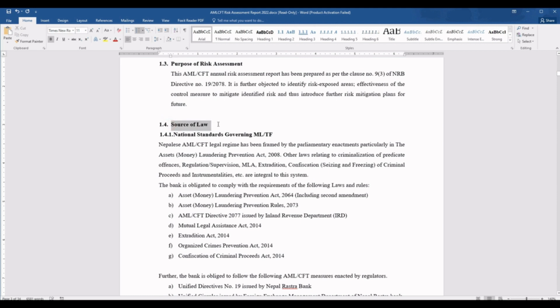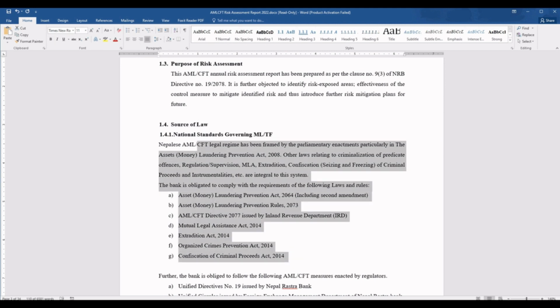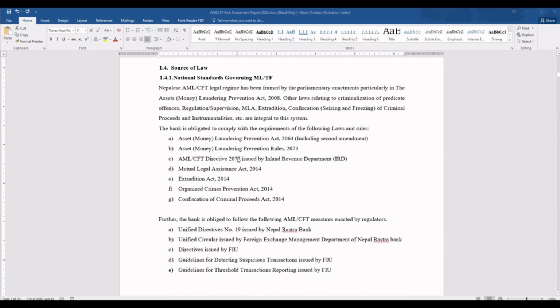Source of law. This is an important section. If there are regulatory requirements or policies and procedures guiding the formulation of AML/CFT risk assessment, then you need to mention that also. For example, in Nepal, Central Bank Unified Directives number 19 states that every bank should perform AML/CFT risk assessment after the completion of the fiscal year and it should be submitted within 3 months after the end of the fiscal year.